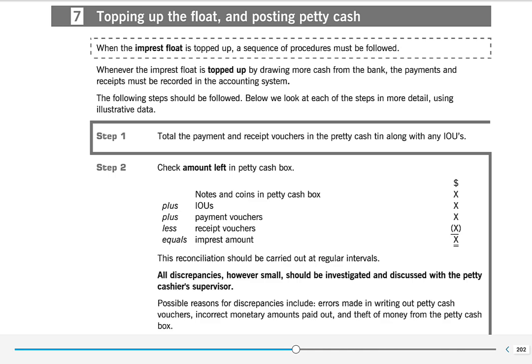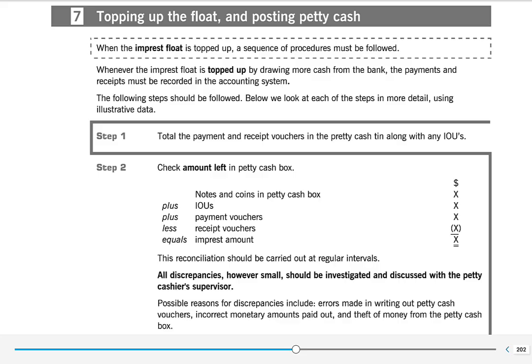What topping up the float means. The float is the amount of cash the business wants to keep in the petty cash box. It is like the target balance for petty cash. When the float is topped up, we are not increasing petty cash forever. We are restoring it back to its normal level. So the goal is simple: bring the petty cash box back to the float amount and keep the records accurate.